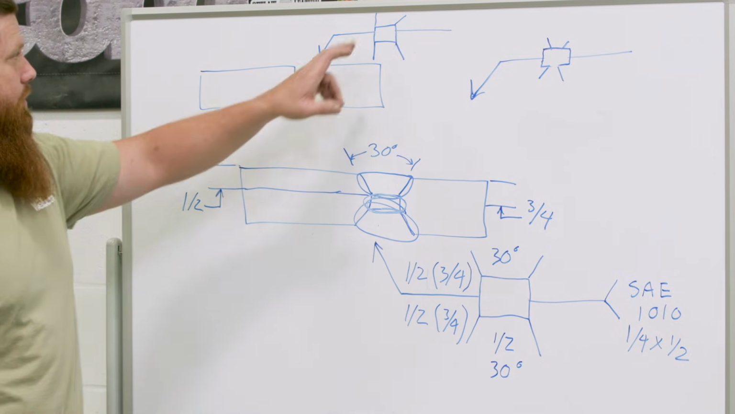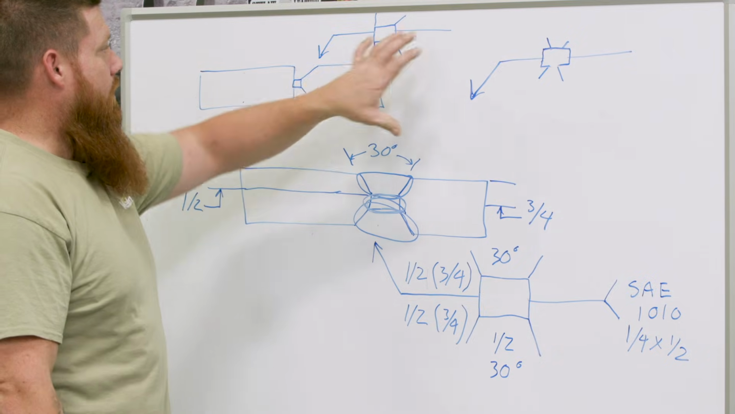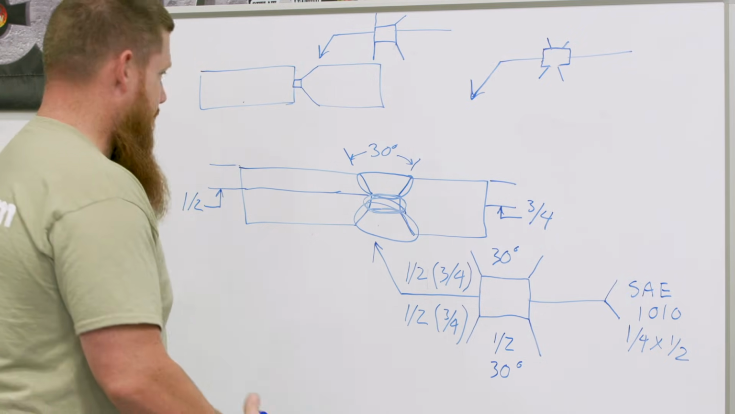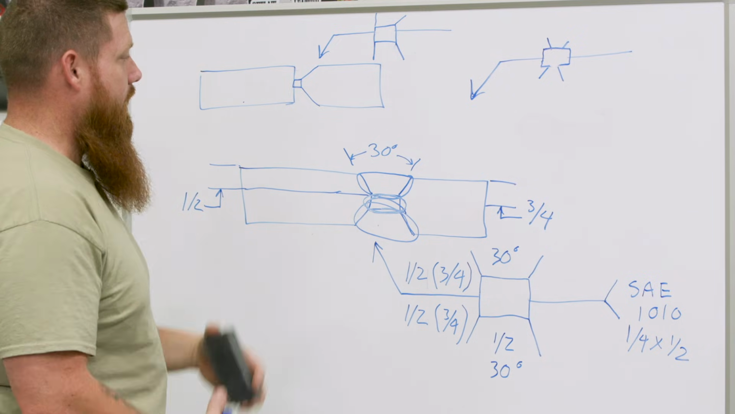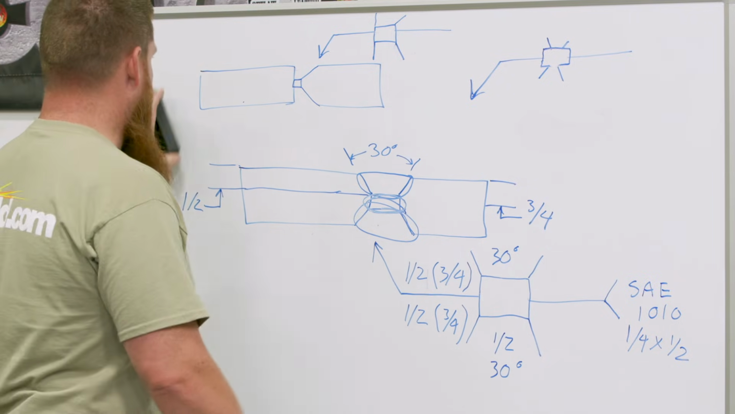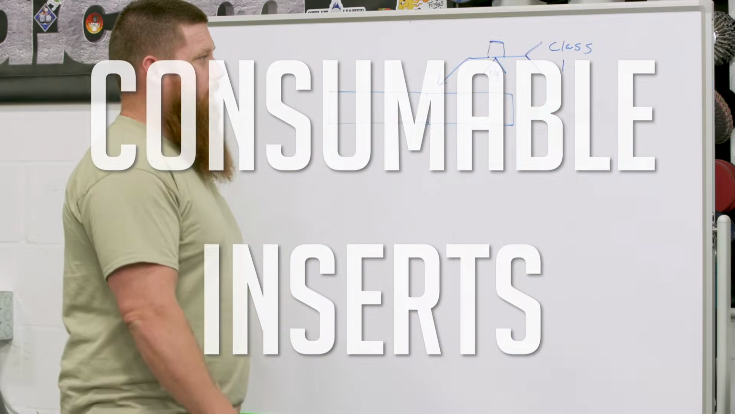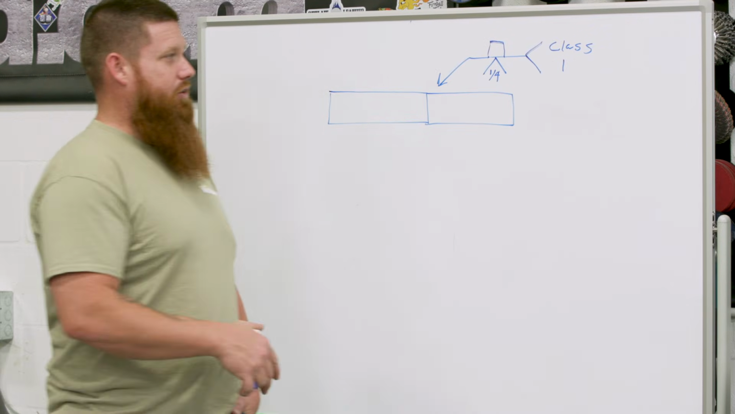Okay, very simple. Just look at the welding symbol as a whole and then start breaking it down one piece at a time. We'll go ahead and talk about consumable inserts real quick. Very similar to this whole setup. Nothing too fancy, nothing too complicated with it. Okay, so now we have a consumable insert.